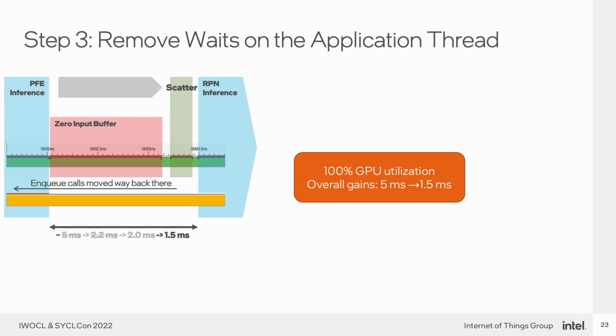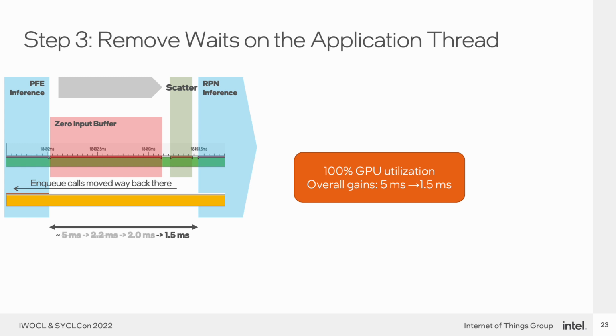The waits are gone. The yellow GPU utilization bar now shows 100% utilization at all times. You might also wonder where the enqueue calls went. Well, they've all moved to the beginning of the frame, entirely outside of our picture here, because effectively the application was able to schedule the entire pipeline on the device without having to wait for any of the actual work to be done or even start.